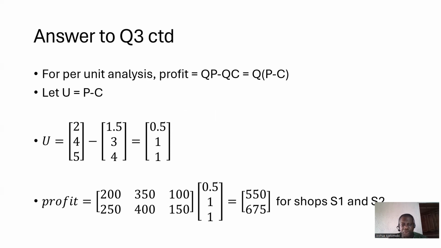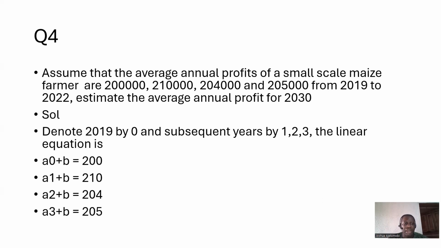And so we multiply the quantity for the 2 shops by U, and we obtain the same results with the total concept approach. So for per unit analysis and the total concept results in the same results.